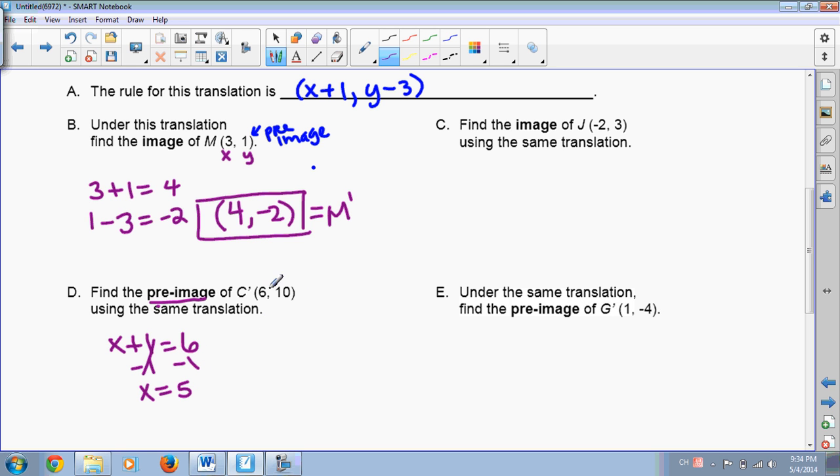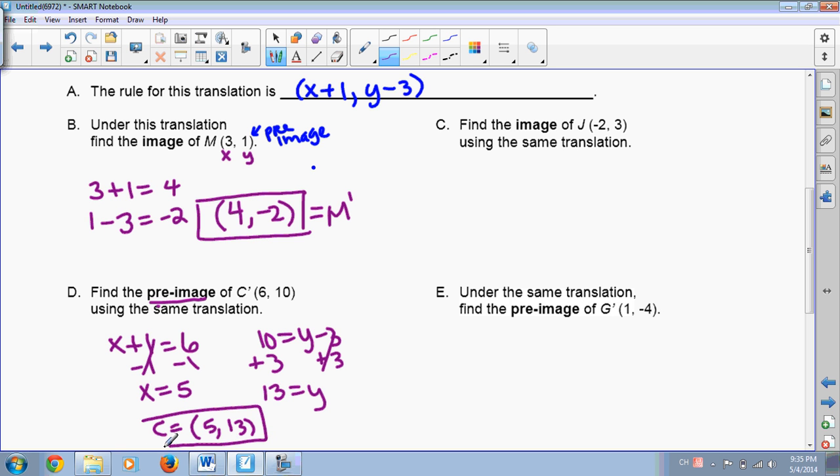Okay, we'll do the same thing with the y's. We're going to set 10 equal to y minus 3, or y minus 3 is equal to 10. And once we solve for y, we add 3 to both sides, so 13 is equal to y. So our pre-image, or where C began, was at 5, 13.